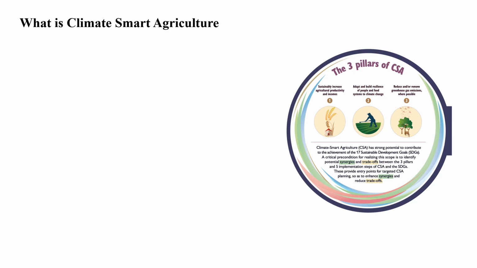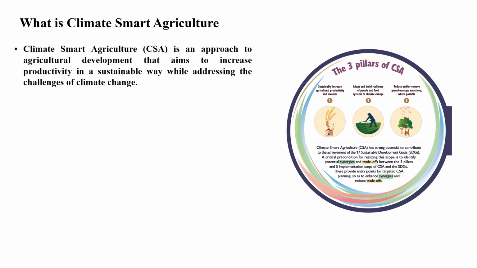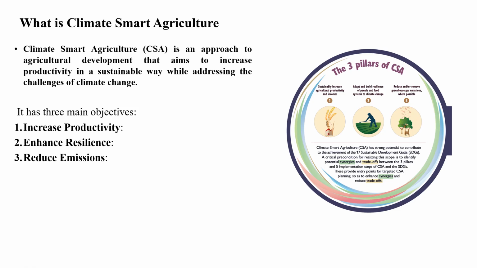So, what is climate smart agriculture? Climate smart agriculture is an approach to agricultural development that aims to increase productivity in a sustainable way while addressing the challenges of climate change. As climate change affects our crops and agriculture, there should be approaches to overcome this situation. It has three main objectives. Number one, increase productivity. Number two, enhance resilience to this changing climate. And number three, we have to reduce emissions in order to sustain our environment.